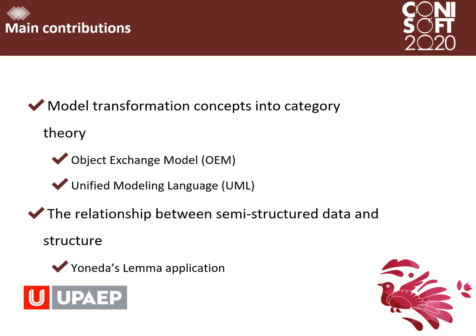Instead of applying categories for nesting codes, in this paper we show that we can describe a transformation of an object exchange model into a unifying modeling language by means of category theory. This means that semi-structured data and structured data induce categories that can be linked through a functor. Even more, we generalize the previous application by using Yoneda's lemma. This means that we can describe any model transformation by using Yoneda's lemma, but also we can simplify the level of abstraction of any model transformation.